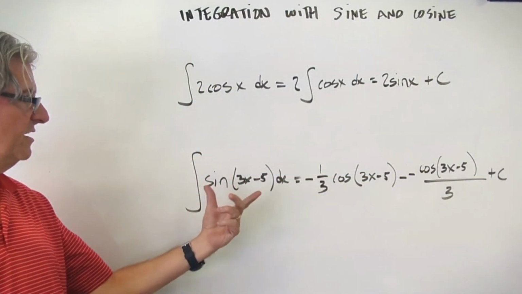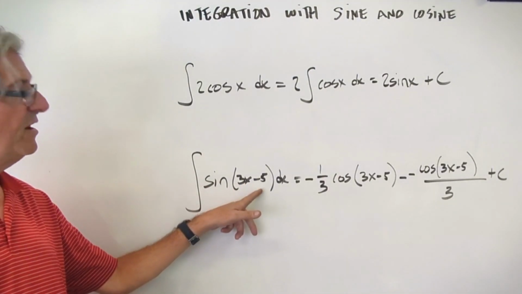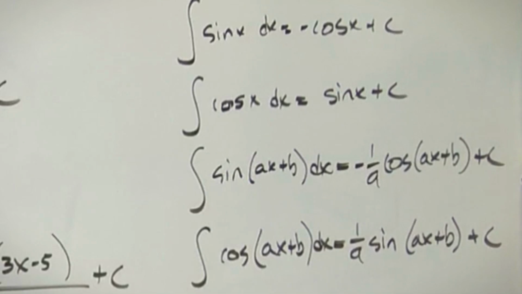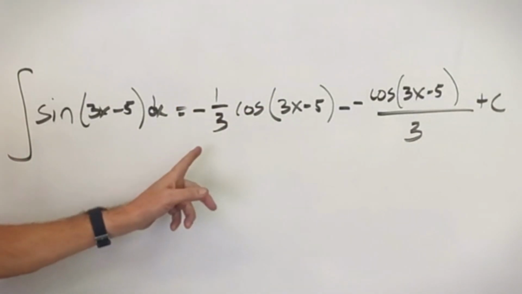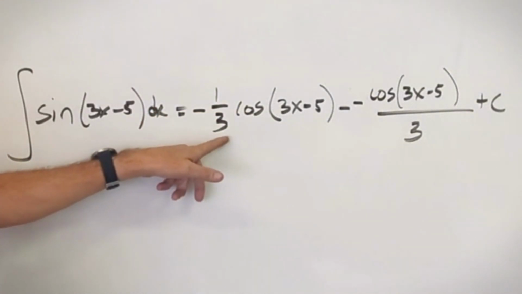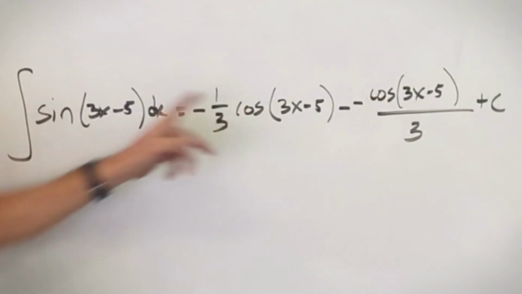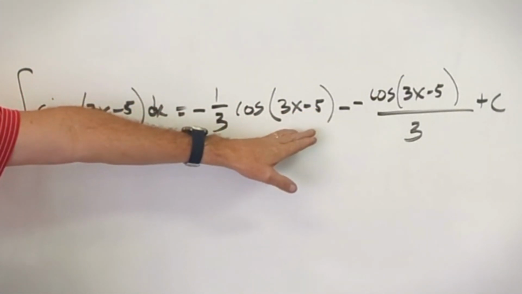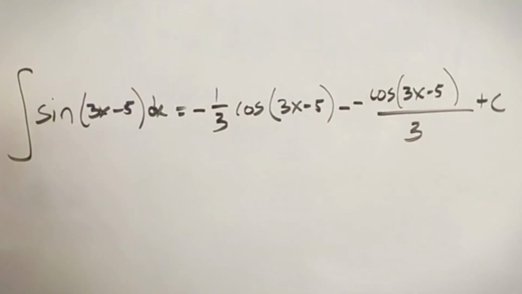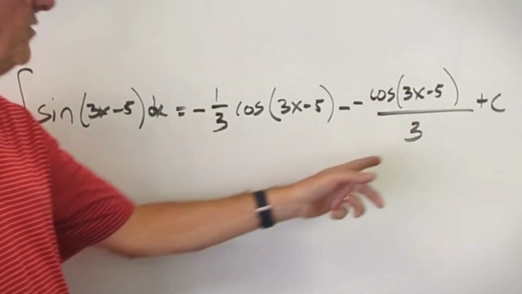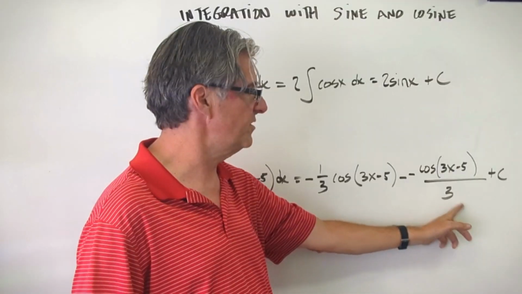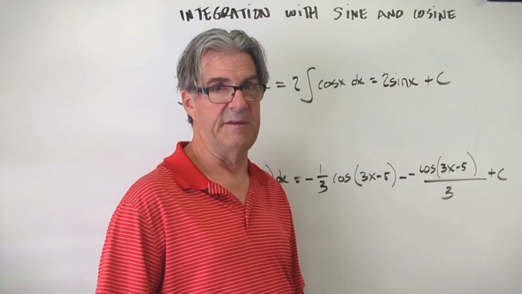So let's take a look. Sine of 3x minus 5. I'm just using my rule here with my sine ax plus b. So I took my a and brought it outside, changed it. So I have 1 over 3, negative 1 over 3. Cosine, that's the derivative of sine, 3x minus 5. So that is good enough. I like my fractions more compact. So I just put my 3 underneath and did minus cosine of 3x minus 5, over 3, and then of course plus c.